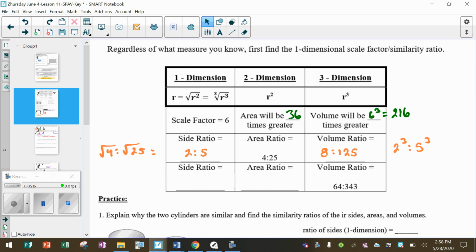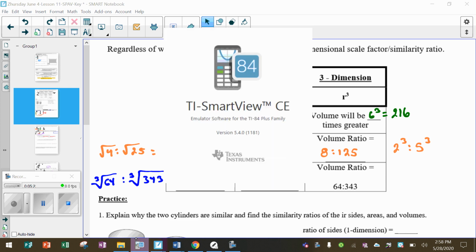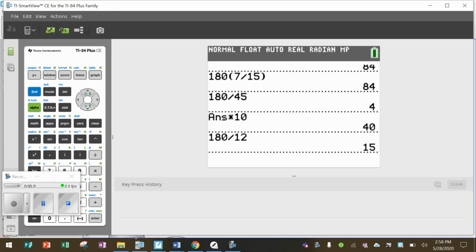All right. Now let's go backwards, starting with the volume. If we were given the volume first, that's a three-dimensional measurement. We have to get to the one-dimensional calculation first. So how do we uncube something? We would cube root. Now, most of you have graphing calculators. There is a cube root function on your calculator, and I'm going to show you where that is.